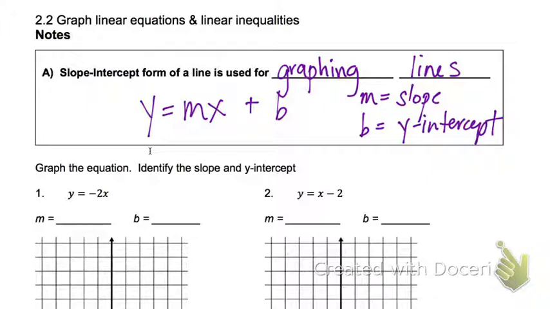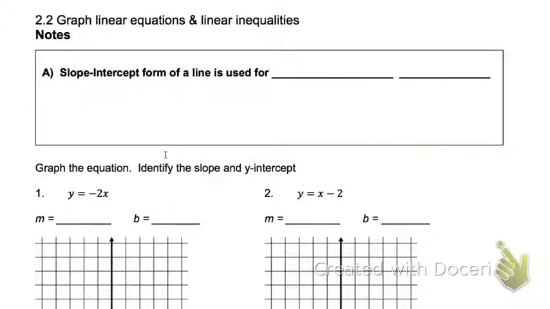Okay, M is your slope, B is your y-intercept. So, let's do 1 through 4 together, and then I'm going to have you do 5 through 10, and then we're going to call it a day. Number 1, slope is -2 or -2 over 1. And then the y-intercept would be 0.